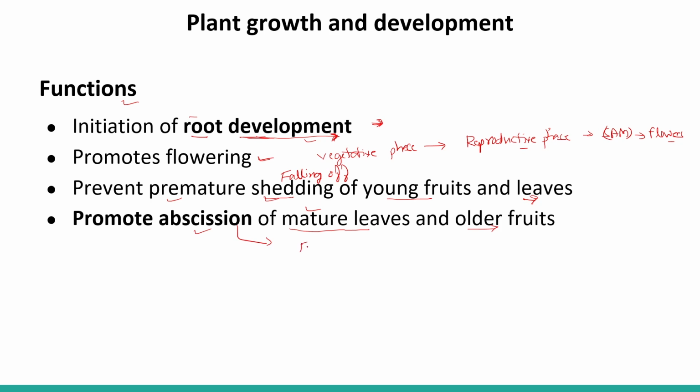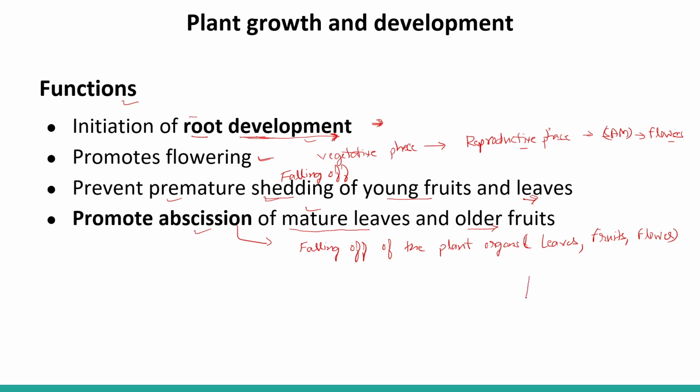Abscission is the falling off of plant organs, such as, in brackets you can write, leaves, it can be a ripe or mature fruit, or a flower. So this is known as abscission.